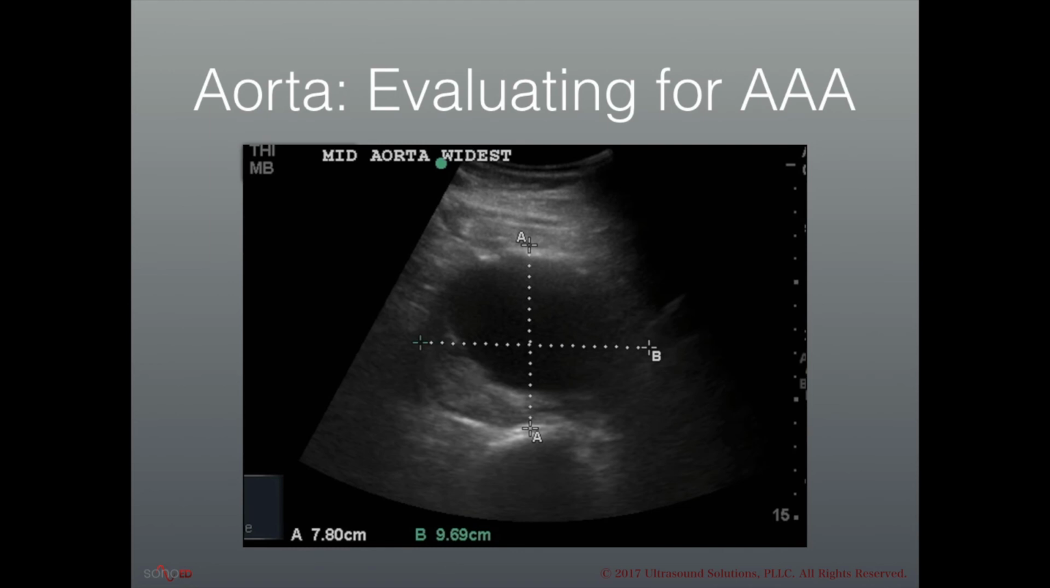That's why I emphasize that it's critically important to ensure that you're measuring from the wall to wall of the aorta to ensure that you don't miss the thrombus.